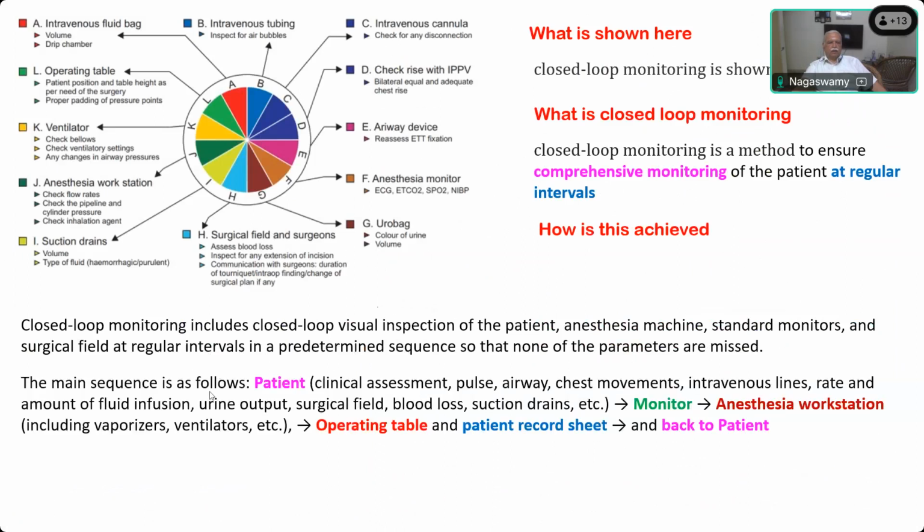And the main source is as follows: the patient, clinical assessment, pulse, airway, chest movements, intravenous lines, rate and amount of fluid infusion, urine output, surgical field. The monitor component is the anesthesia workstation, which gives you all about that. Operating table and patient record, and back to the patient. So that is why it is called the closed loop.